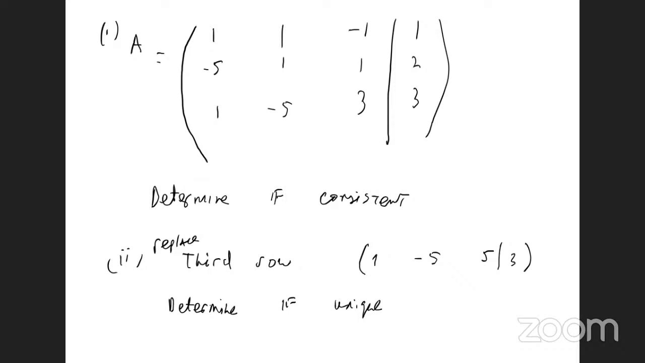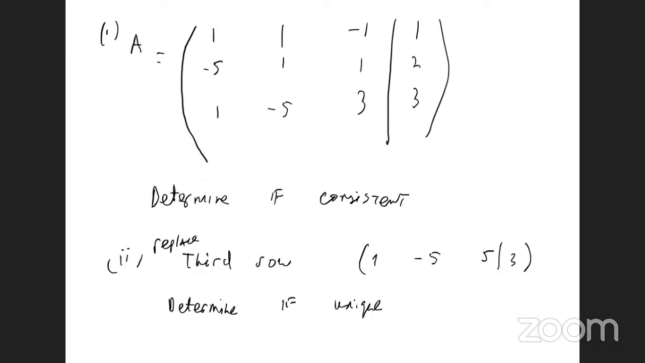So the question was worded a little bit different. They don't want you to solve it. All they want you to do is take the first augmented matrix and determine if it is consistent or not. That's all you're telling them. It is consistent or it's not consistent. And the last thing, part 2, take off row 3 and write 1 minus 5, 5, 3, and determine if it's unique. Don't solve it. Just tell them if it's unique or not and why. Okay? Copy it down. It says 2013.